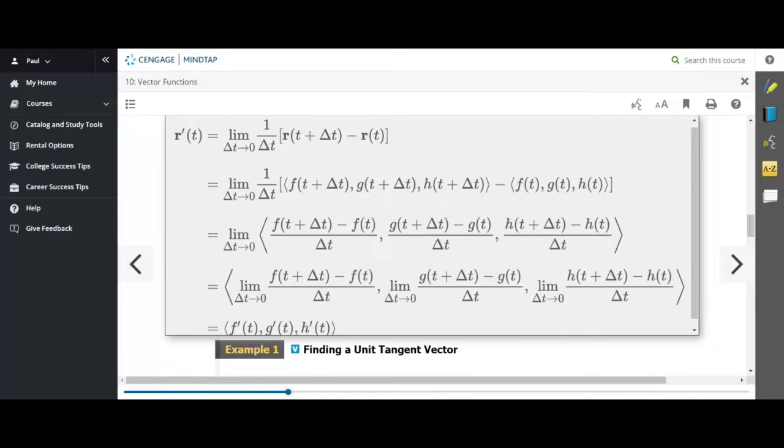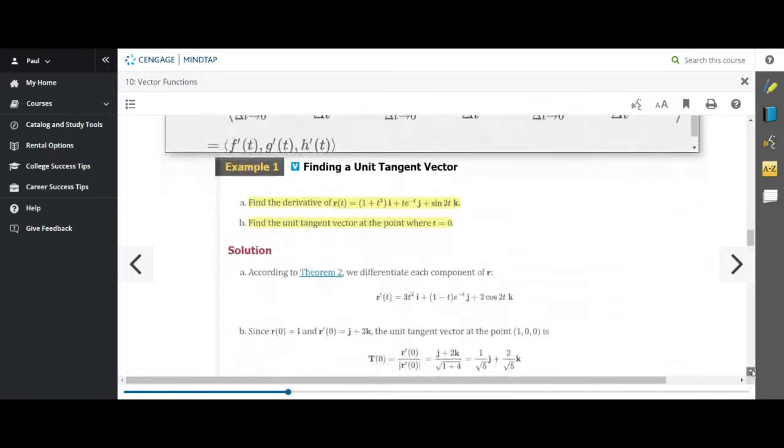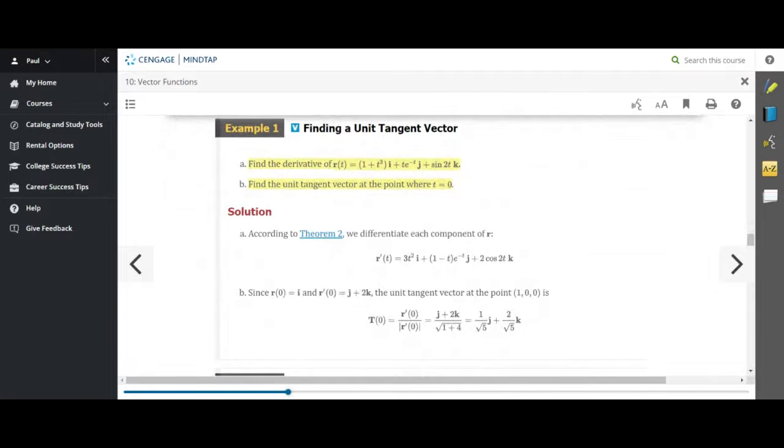Okay, and remember, a derivative vector is a tangent vector to the space curve at some point P on the space curve. So in the first example here, they say, okay, find a unit tangent vector. Sometimes you want your tangent vector to have length 1. Well, first you have to find the derivative vector of your space curve, and then you have to normalize it.